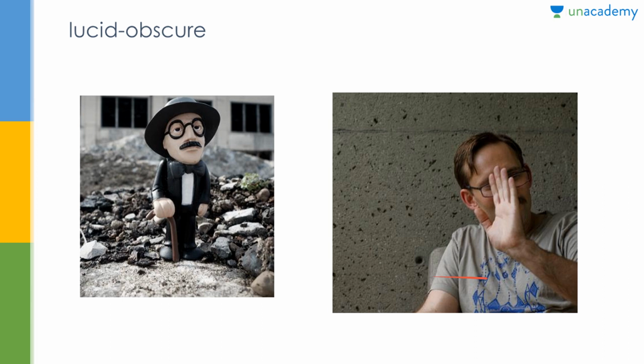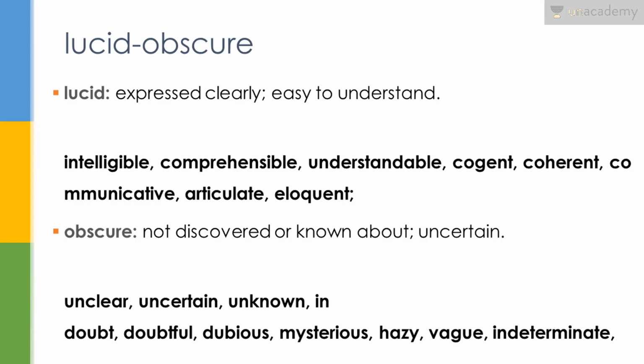On the other hand, we have the word obscure, which is the opposite, and which means that you have confused someone. It's not coherent in nature. Lucid means expressed clearly, easy to understand, and the synonyms are intelligible, comprehensible, understandable, cogent, coherent, articulate, eloquent. And the other word, obscure, is the antonym, which means not discovered or known about, uncertain. And the synonyms are unclear, uncertain, unknown, in doubt, doubtful, dubious, mysterious, hazy, vague, indeterminate.